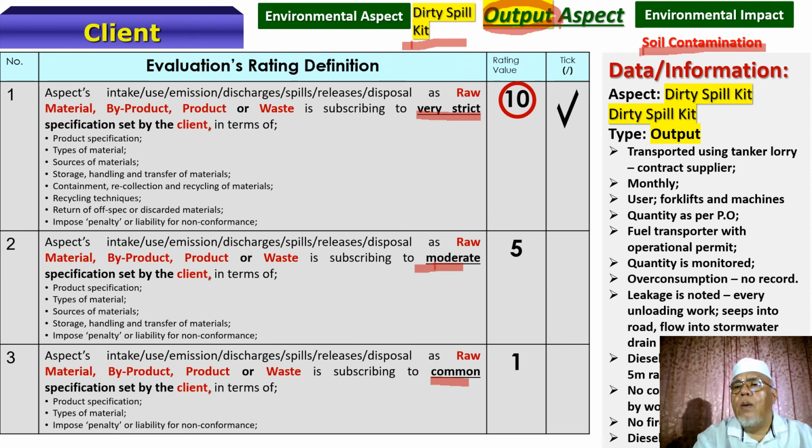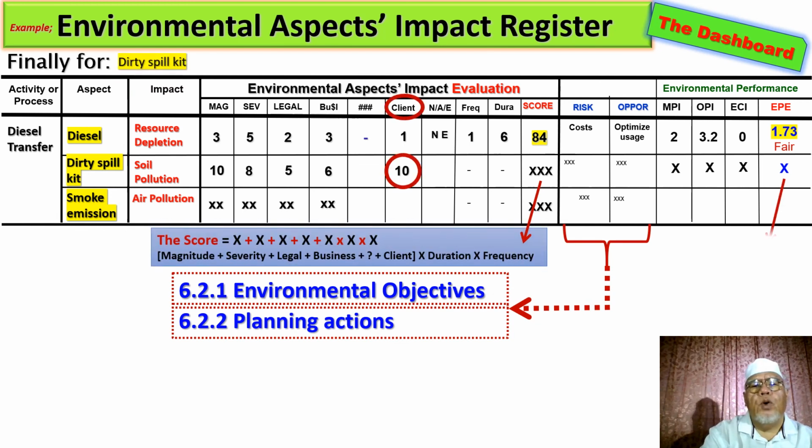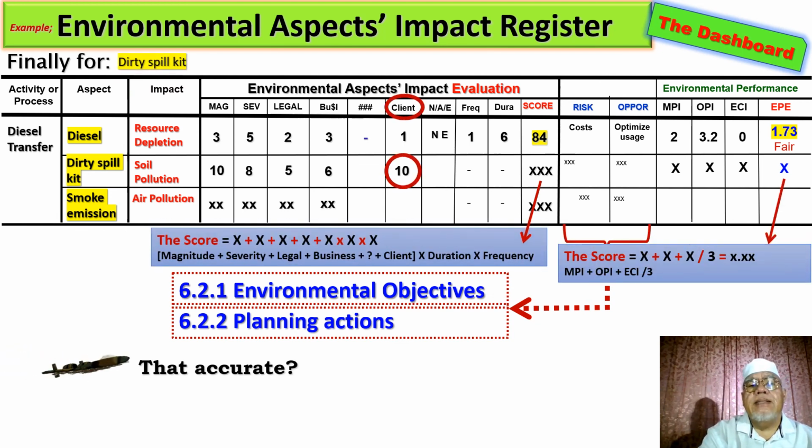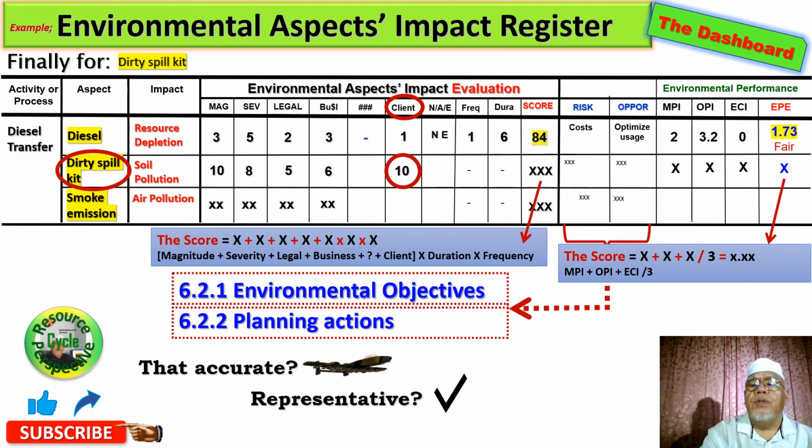So back to our aspect impact register or the dashboard. There you are. Client is 10 for dirty spill kit, and we will be going into frequency and duration shortly, and we will talk about risks and opportunities before we end this particular evaluation for dirty spill kit. This is it. This is how we got all these numerics. I hope you're able to follow. You can reverse and pause this video to look at those definitions for the rating.